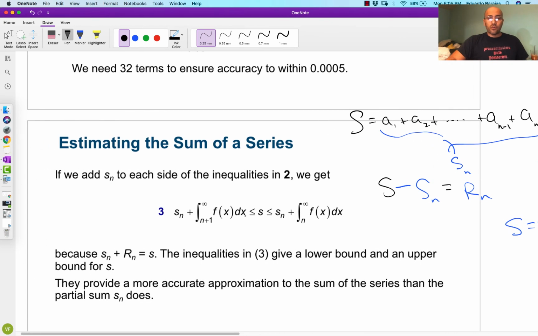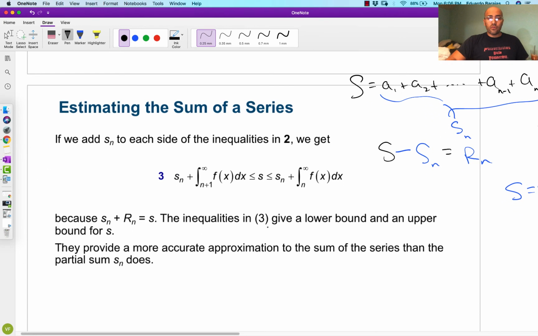So this three-part interval is where we can definitely say that s must be inside that interval. Right? It establishes a lower bound and upper bound for s. They provide a more accurate approximation to the sum of the series than just the partial sum of s sub n.